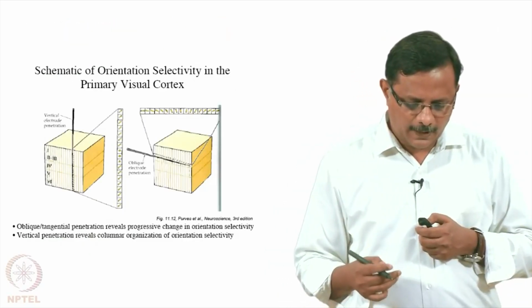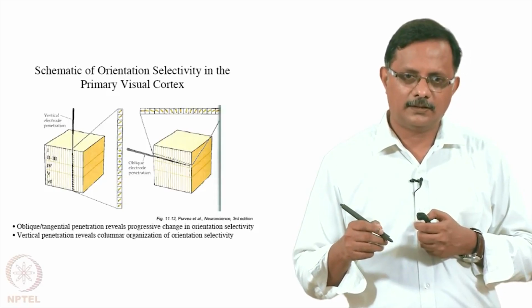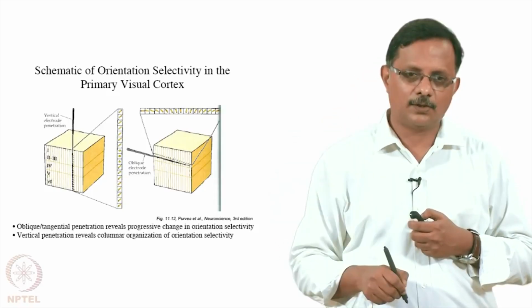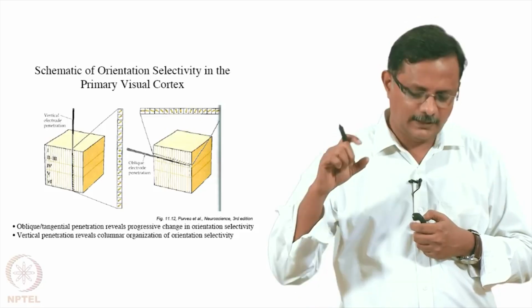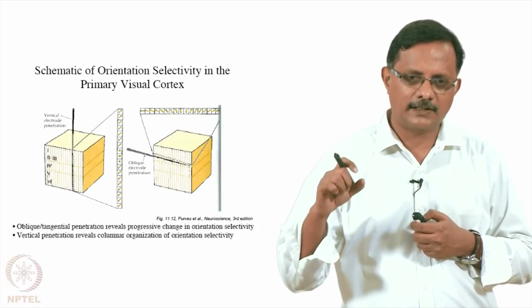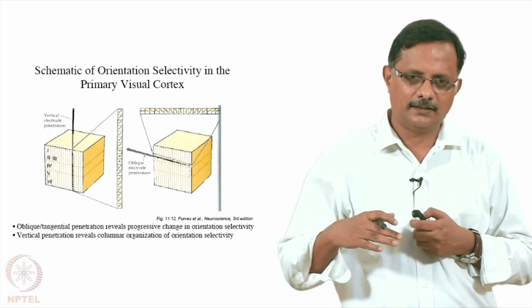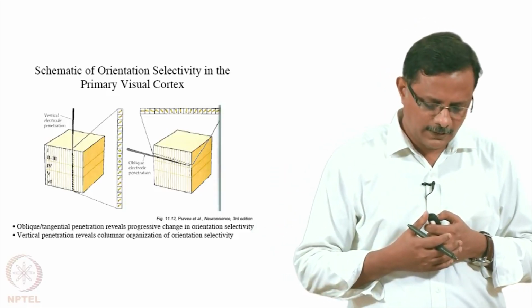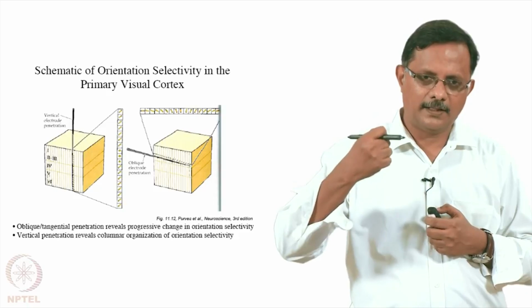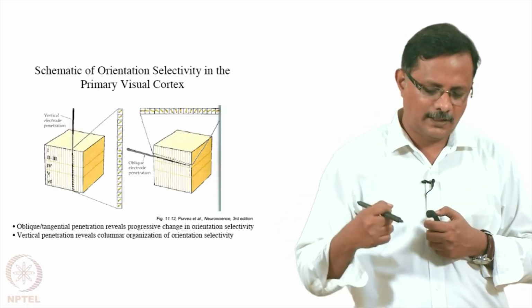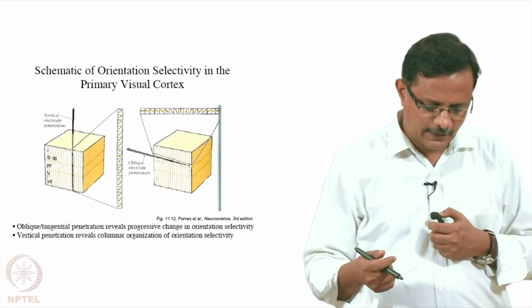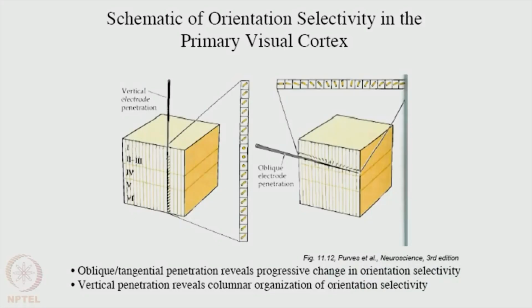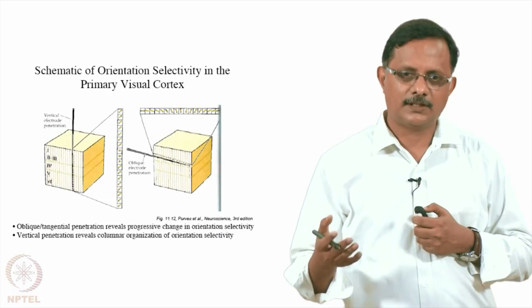Now, the experimenters also recorded from neurons at various depths inside the cortex. We know that the cortex is a thick sheet of cells, a slab of cells, and within this slab there are 6 layers. We talked about this before, and they used a microelectrode and penetrated deeper and deeper levels of this cortex and recorded from neurons. When they did that, they found that neurons at various depths responded to the same orientation, which is what you see here in this nice schematic.